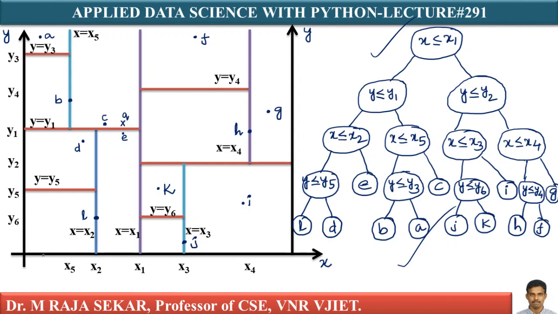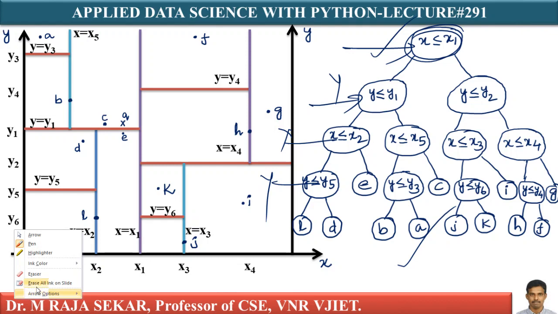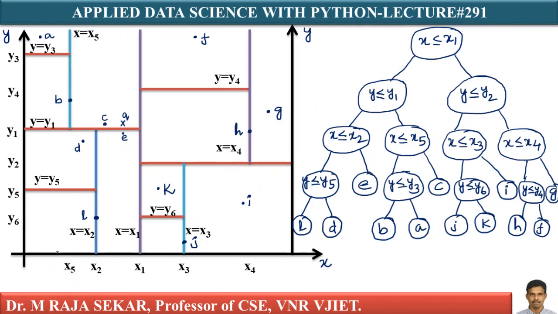As you notice, in the KD tree we have depth 0. At depth 0, which axis are we taking? X axis. At depth 1, which one are we taking? We are taking the y axis. At depth 2, again I am taking the x axis. At depth 3, again the y axis. We are alternating from one axis to the other, which I discussed in my previous class, lecture number 290. I request you to go through that lecture once before understanding this lecture.